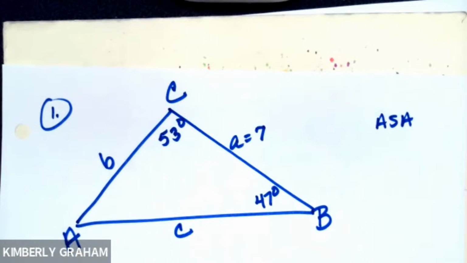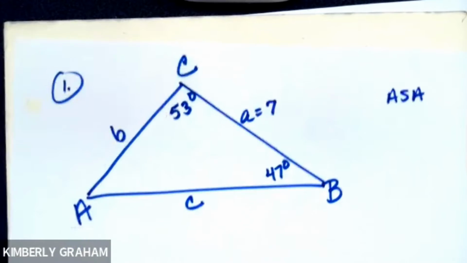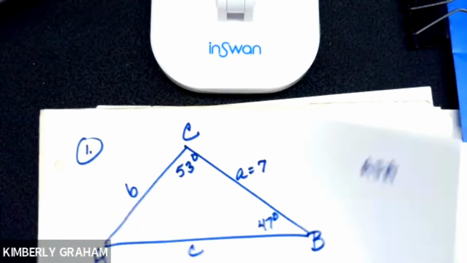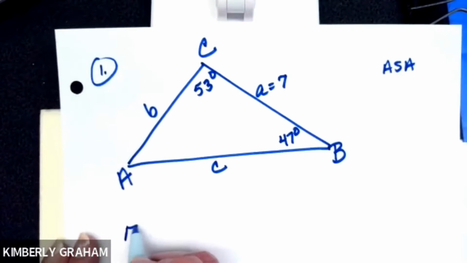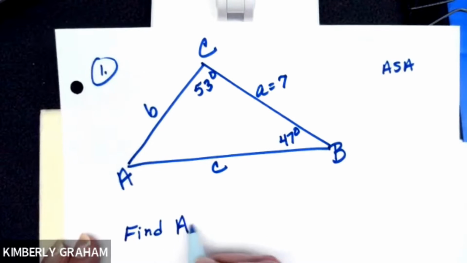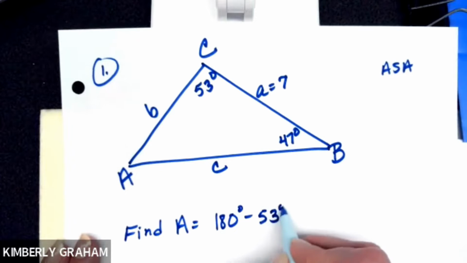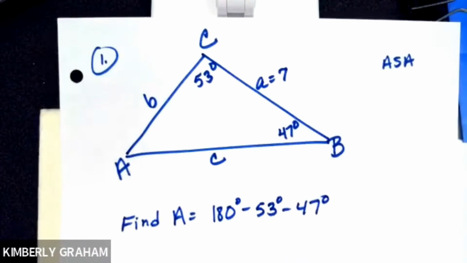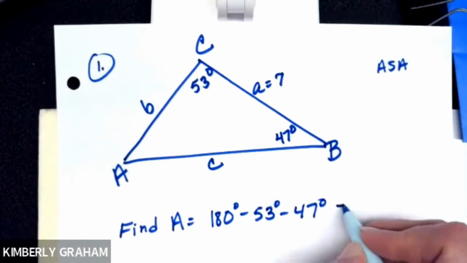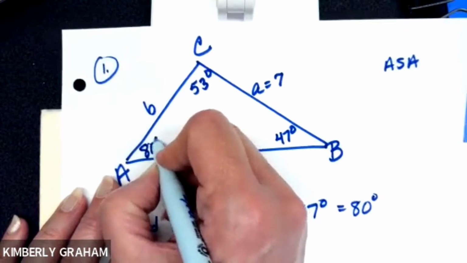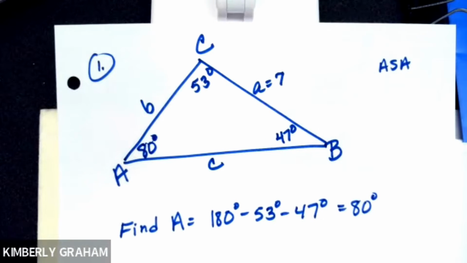All right, first thing I'm going to do to solve this is to figure out what this other angle is. My first step here is to find A. Well, that's going to be 180 degrees minus 53 minus 47. You could add 53 and 47 and then subtract from 180. Y'all know how to find the missing measure here. So this is going to give you 80 degrees. So I know that this is 80 degrees. So I've got all of my angles now.